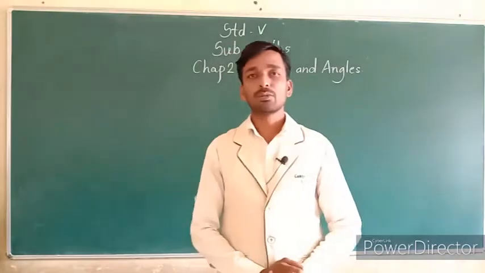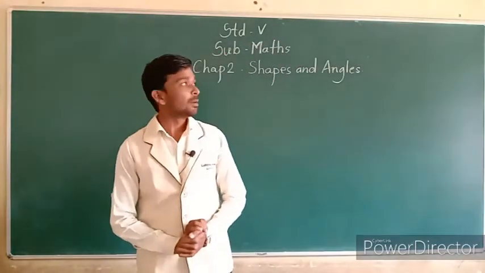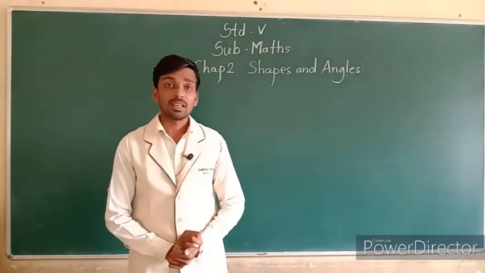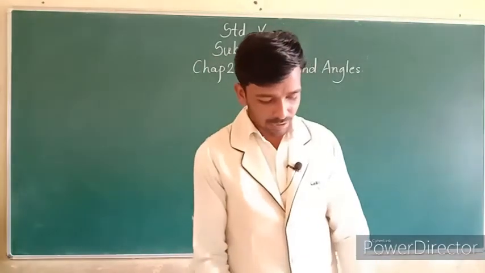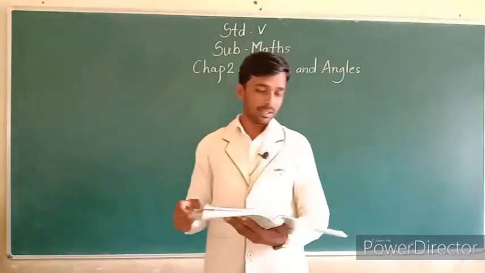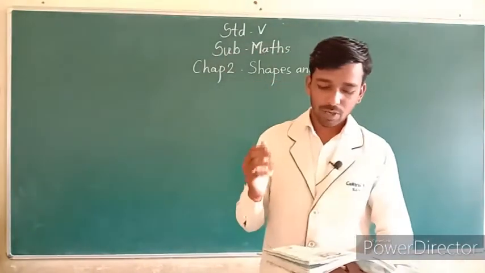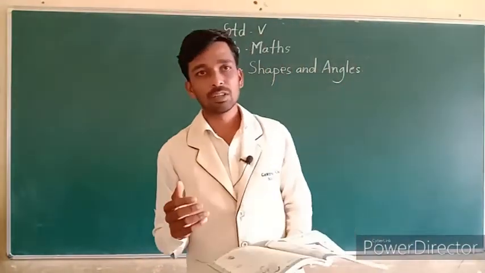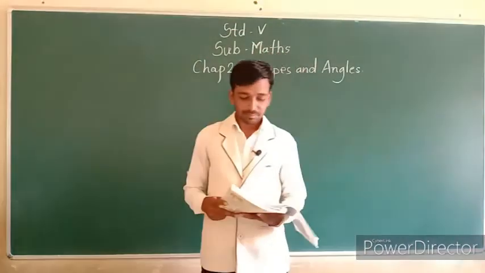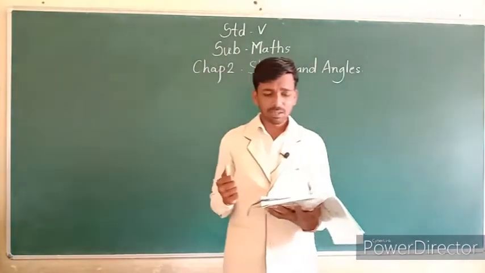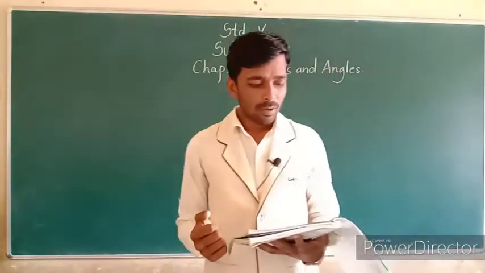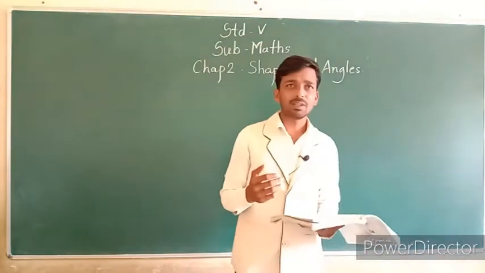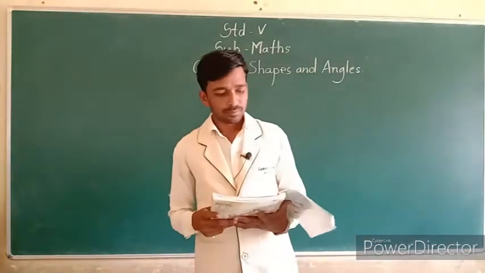I am Deepak sir, and today we have to study standard 5th maths chapter 2nd, shapes and angles. Okay, at last period we discussed up to page number 30. So today we have to start from page number 31. So open page number 31. On the page number 31 they can give us one activity. Okay, I will read that first activity and then I will show you.